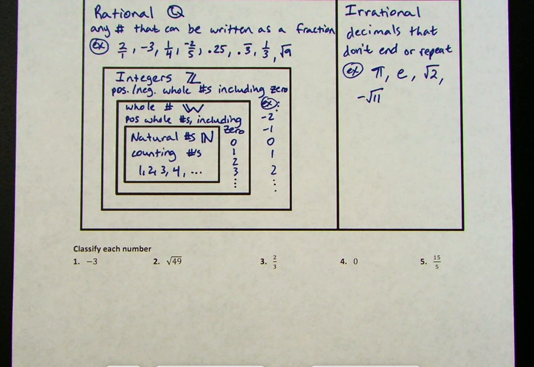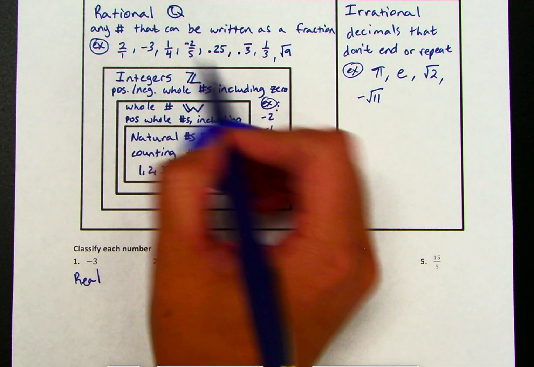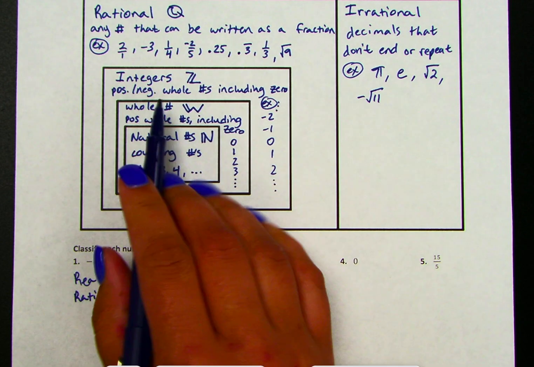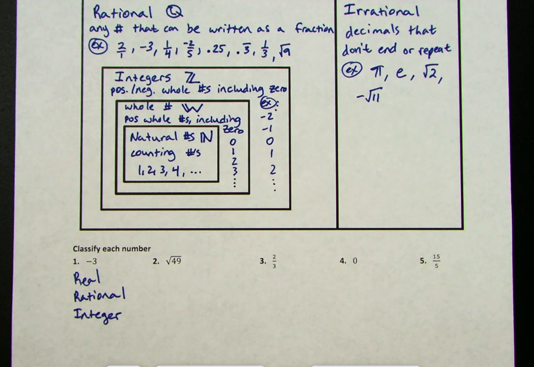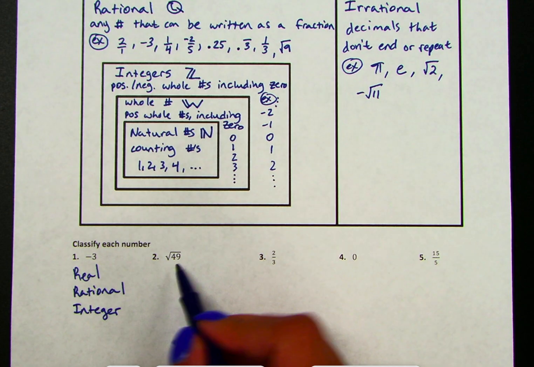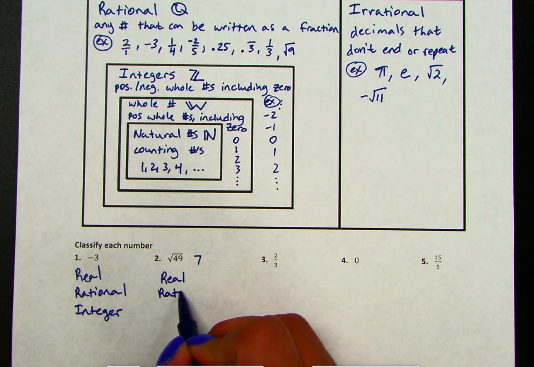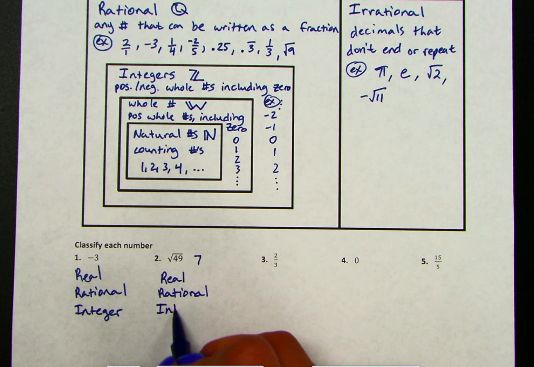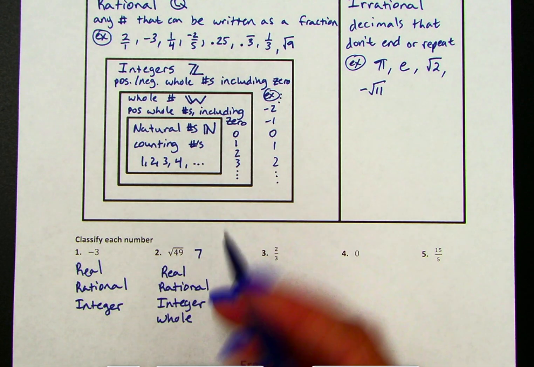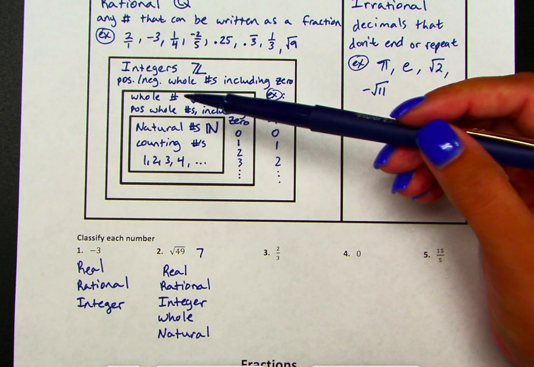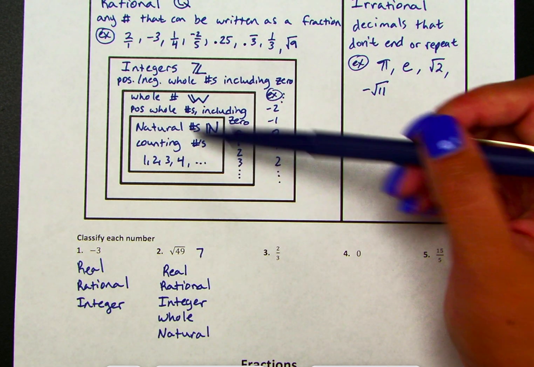Now, as we classify numbers, if I'm at -3, I know it's a real number. It's also a rational because it can be written as a fraction. And then it fits into my integer group because it's a negative whole number. But it's not a whole number since it is negative. And then if you are asked to classify, make sure that we simplify. So square root of 49 is really the same thing as 7. So 7 is going to be real. I can write it as a fraction, so it is rational. It's a positive whole number, so it's going to be an integer. And since it is positive, I would count that as a whole number. And it fits into our natural numbers as well. So the only difference between our whole number category and our natural number category is 0. 0 is included in our whole numbers, but it is not included in the natural counting numbers.